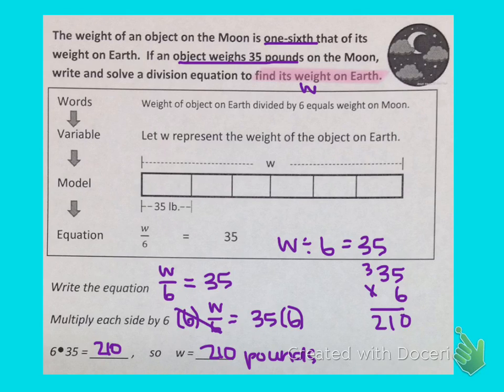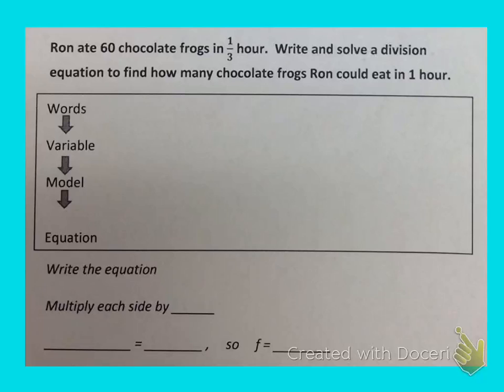So we multiplied each side by 6. 35 times 6 is 210. So since 6 times 35 equals 210, W equals 210 pounds. So that's our answer to that one.